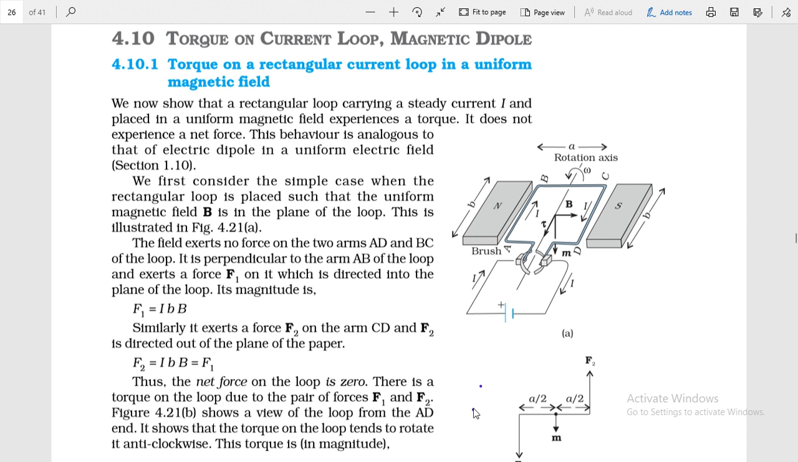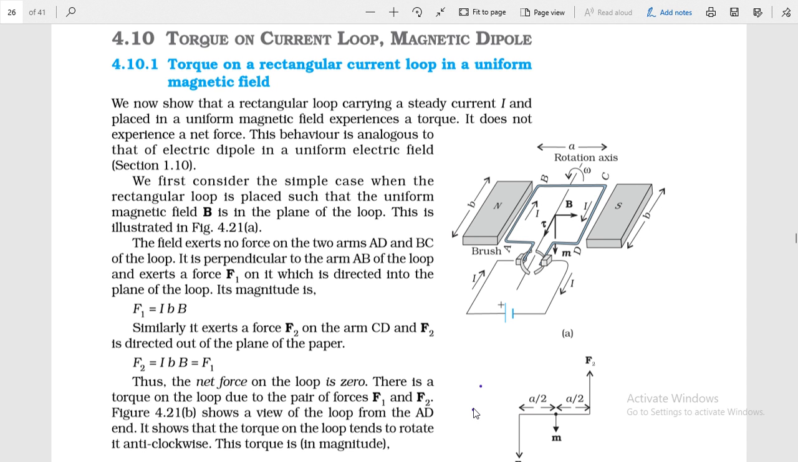In this session we are going to study torque on a rectangular current loop in uniform magnetic field. So students, we have studied about torque in class 11th in detail. That chapter was rotational motion.